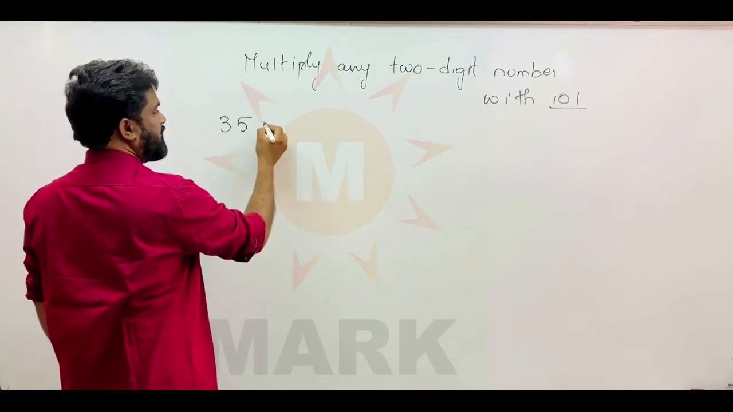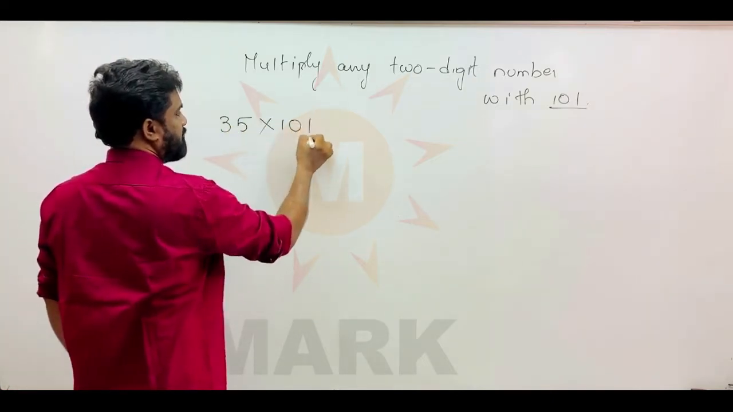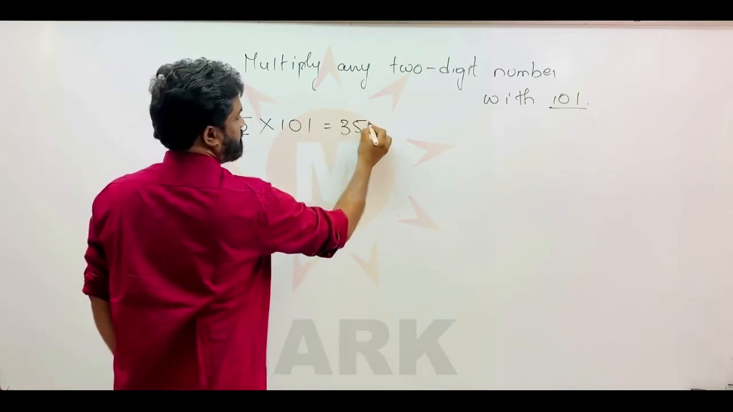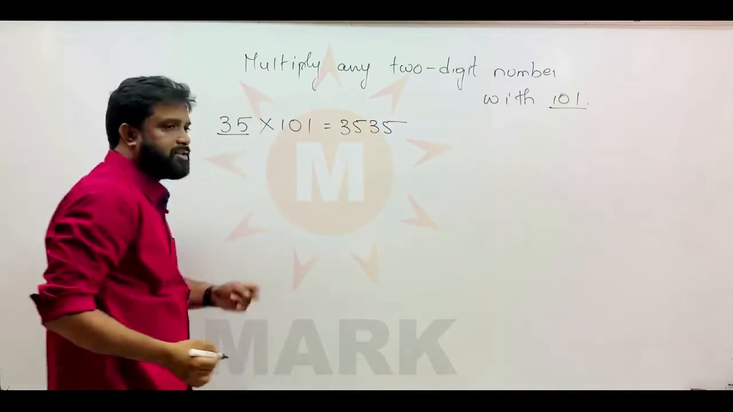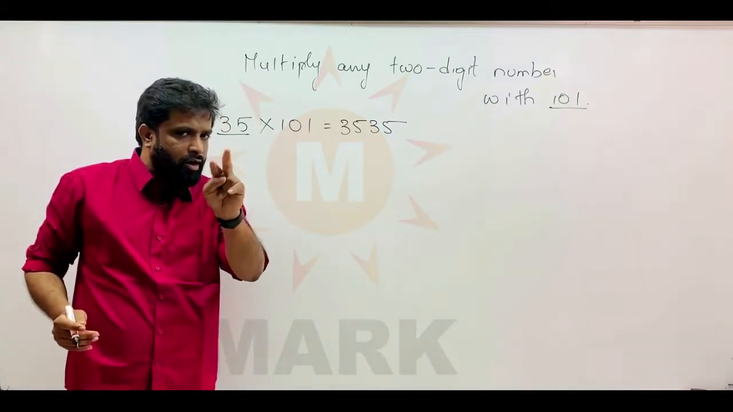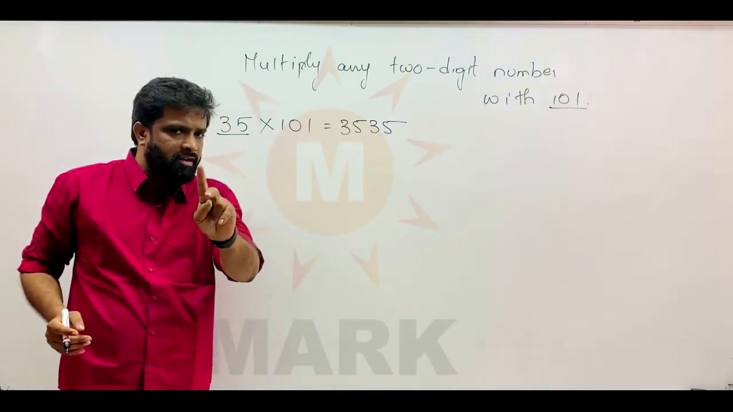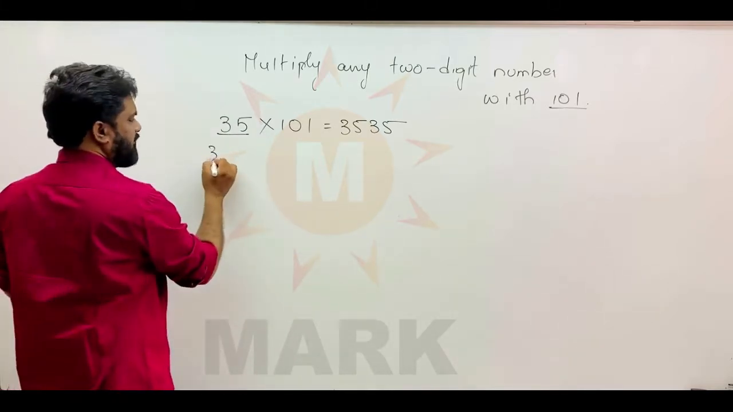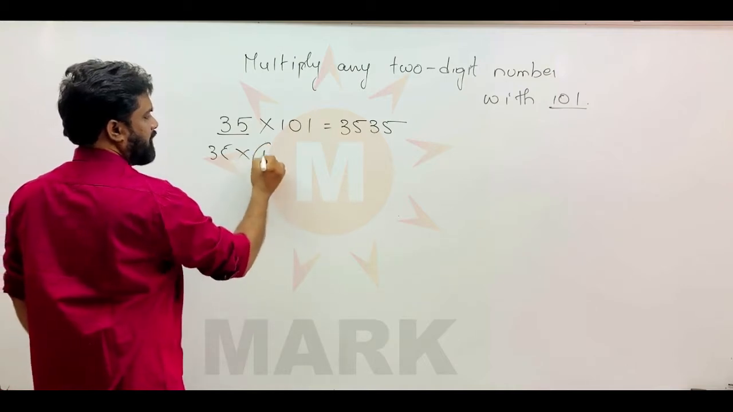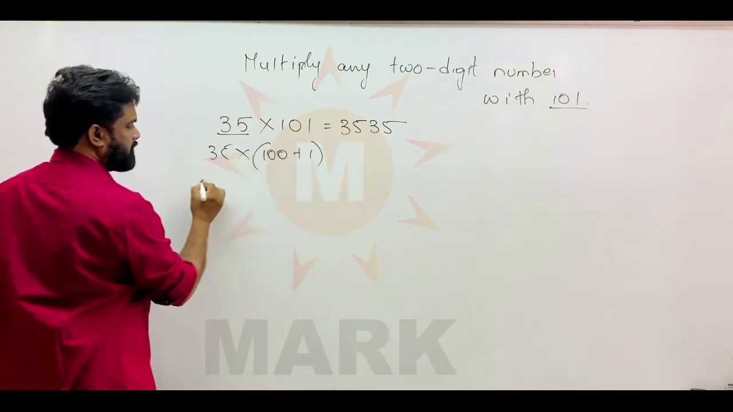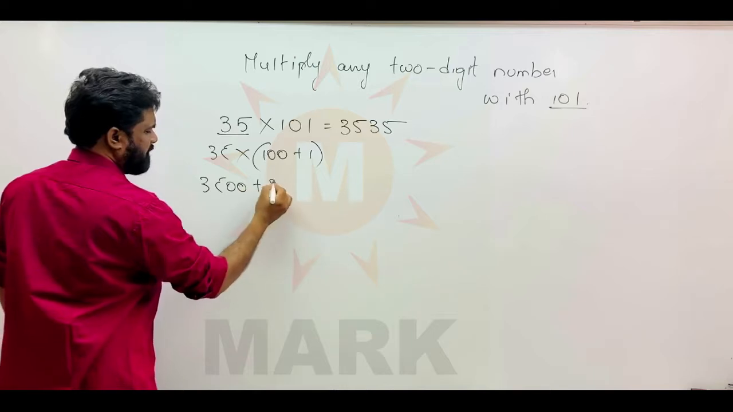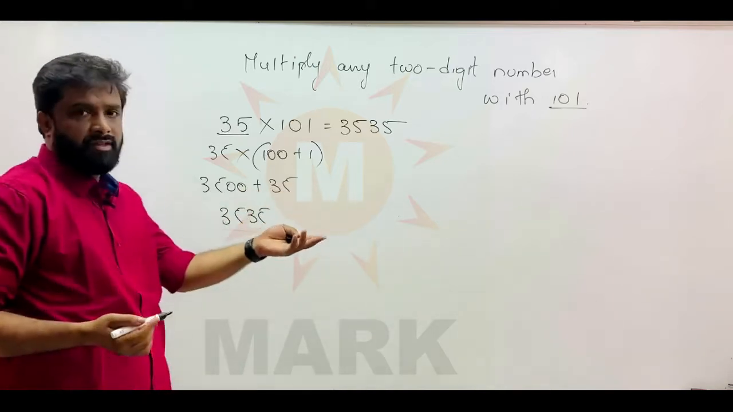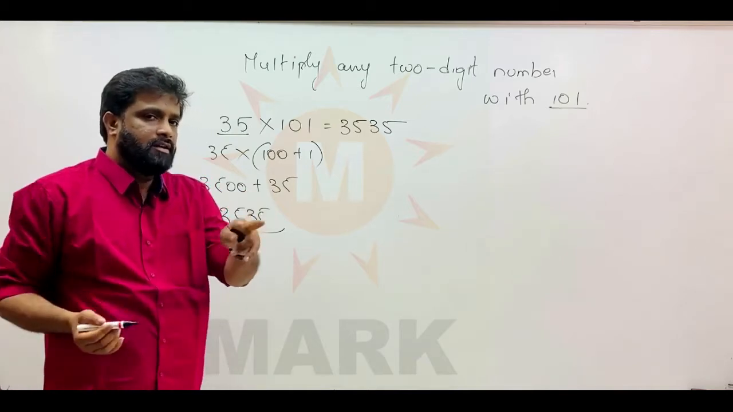Whenever you multiply 35 with 101, this 35 will come two times. That means 35 35. When you multiply any two-digit number with 101, the two-digit number will get repeated. See, 101 is 100 plus 1, so 35 into 101 is 3500 plus 35, which is 3535. The same thing carries for any number multiplied with 101.